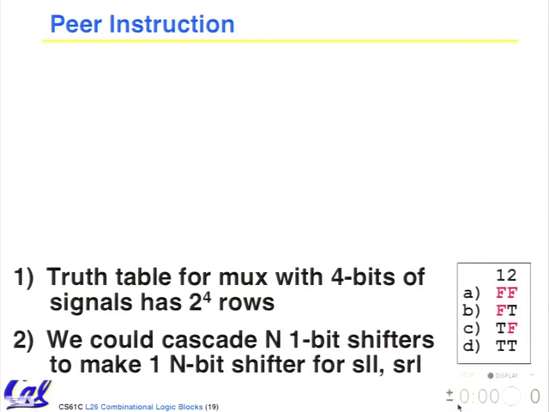Question number 1. The truth table for the mux with 4 bits of signals has 2 to the 4 rows, and we could cascade 1-bit shifters, shift left and shift right, to make one n-bit shifter for SLL and SRL. True, false? 4 bits of signals, the signal lines. You have data lines and signal lines. S stands for signal lines. So 4 bits of the select signal lines, 2 to the 4th rows. Okay? So let's get some love.